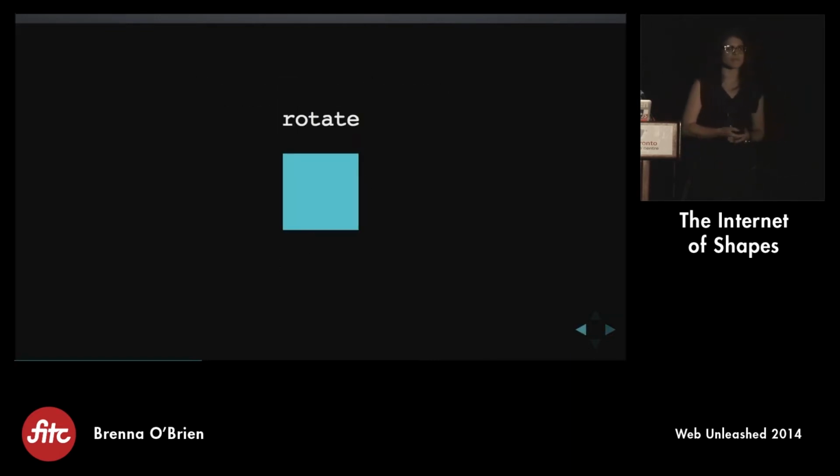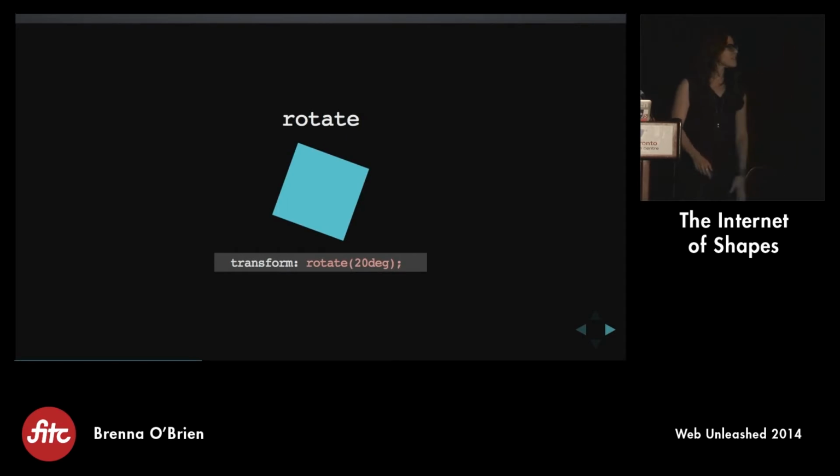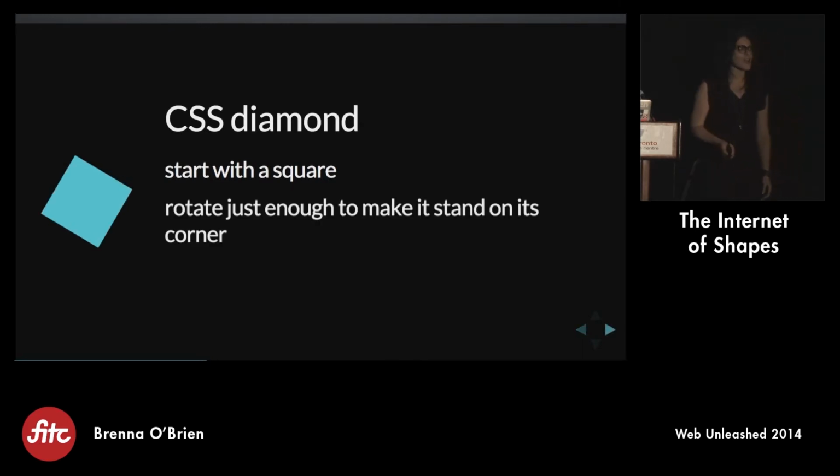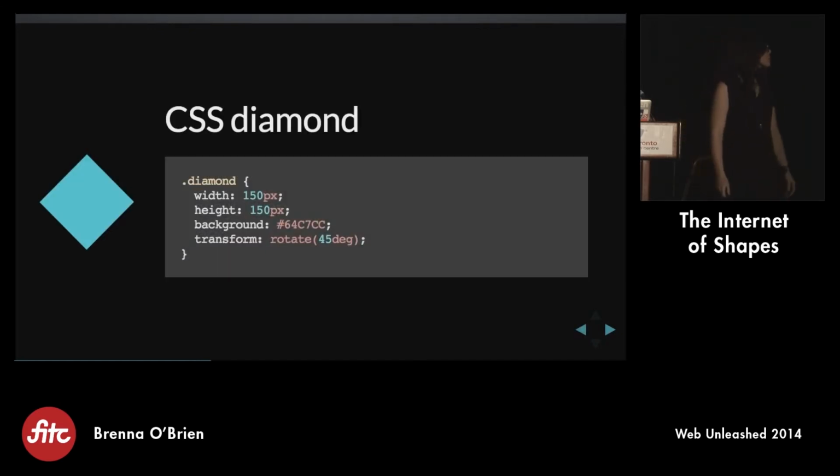So first up is rotate. Rotate works by telling something to rotate by a certain amount of degrees. So that looks like that. A great application of this, which I'm seeing all over the web, is to make a diamond shape by rotating by 45 degrees, and that turns it just exactly on its edges. So the code for that looks like this. Again, one line of CSS changes it from a square to a diamond.